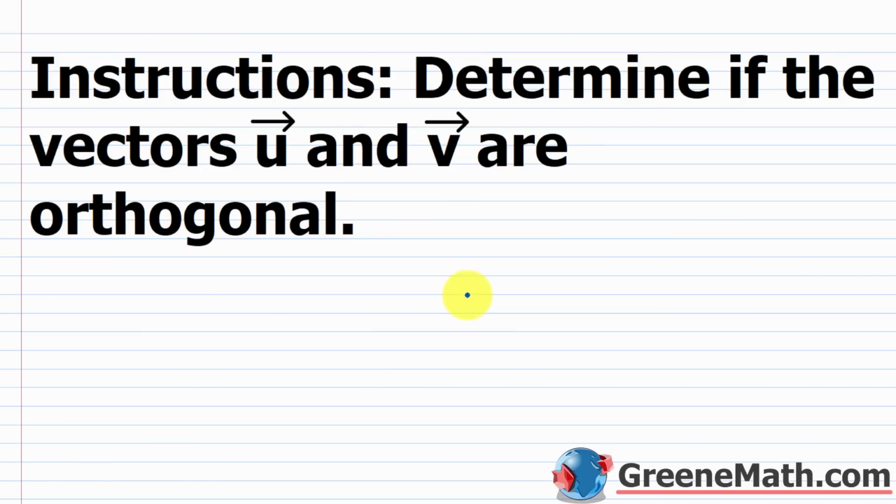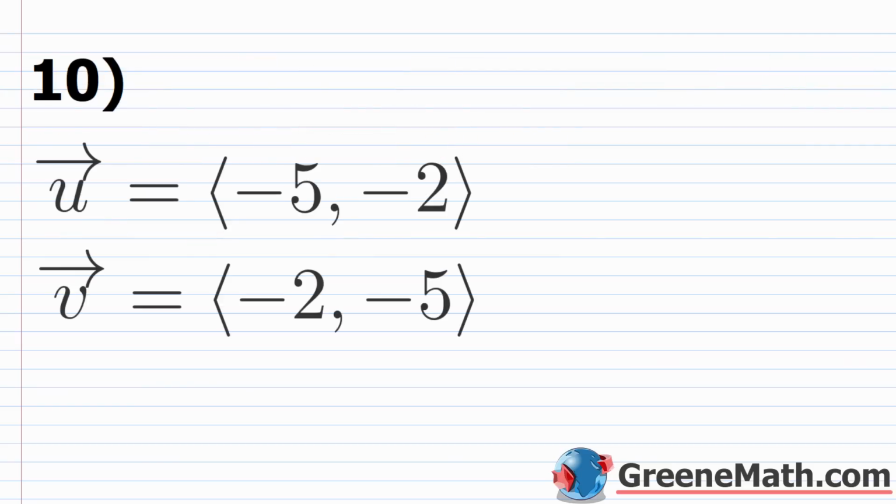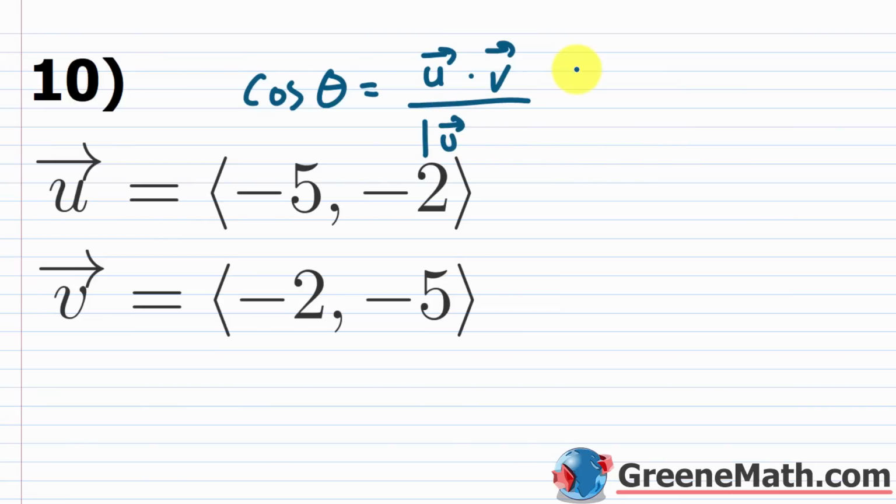All right, for the next few problems, the instructions tell us to determine if the vectors u and v are orthogonal. So what that means is basically that you have perpendicular vectors, or the angle between the vectors is going to be 90 degrees. So thinking about the formula for the angle between two vectors, the cosine of theta is equal to the dot product of this vector u and this vector v, so u dot v like that, over the magnitude of the vector u, times the magnitude of the vector v.